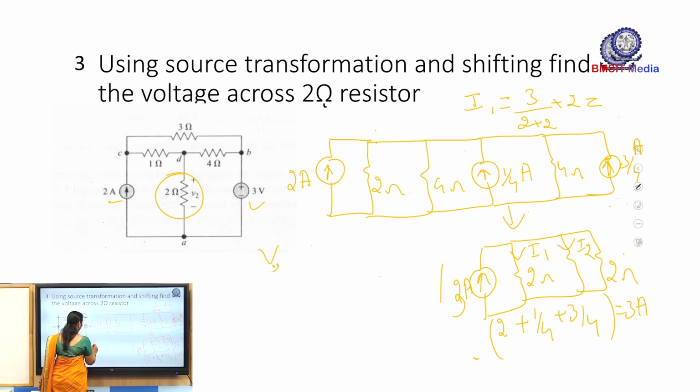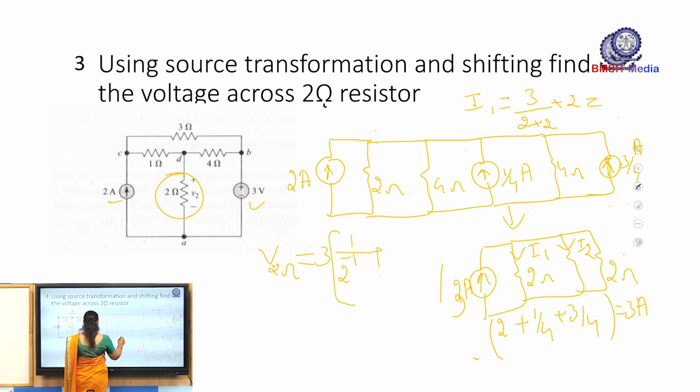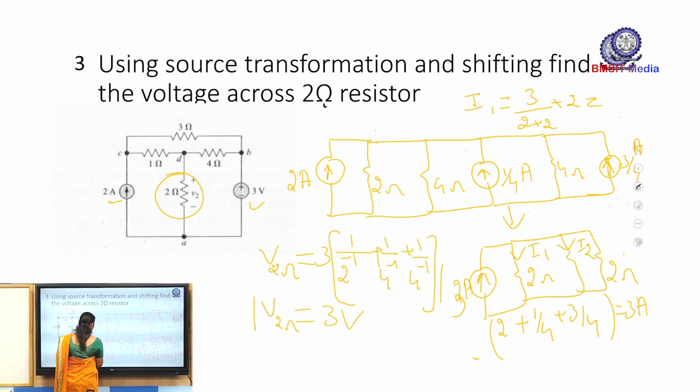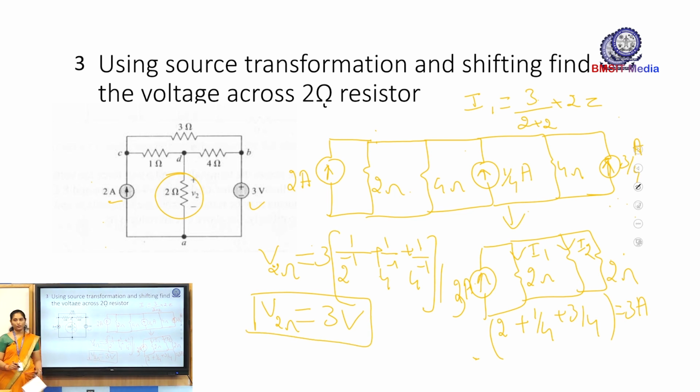So V2 ohms equals 3, that is the main current, divided by the sum of all the resistors. So V2 ohms will be equal to 3 volts. Okay, this is the answer for this problem.